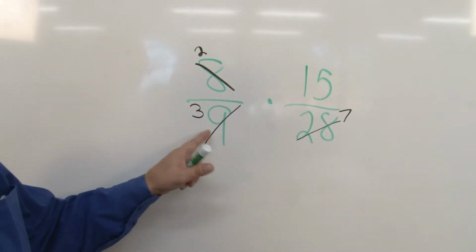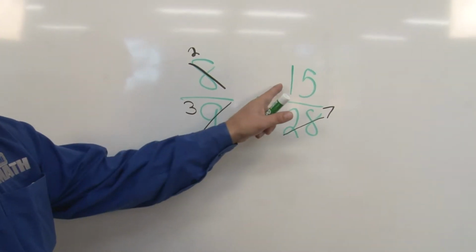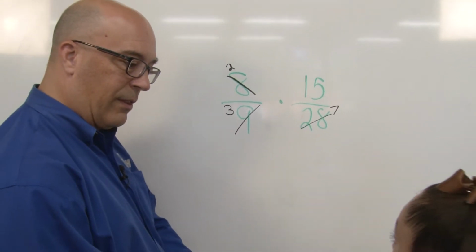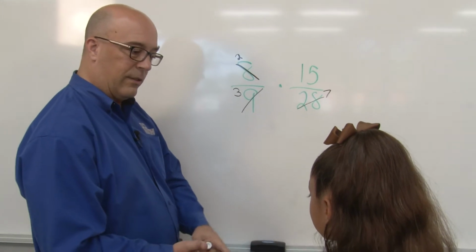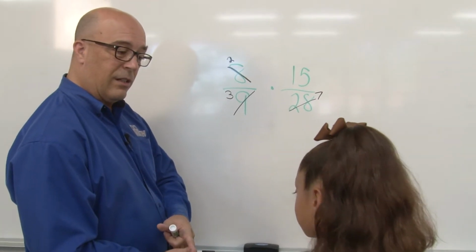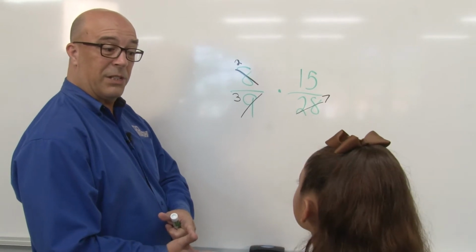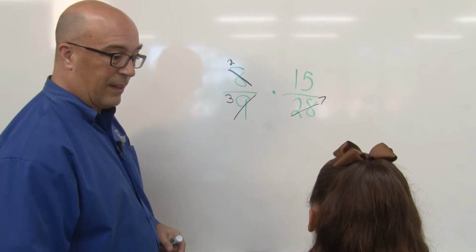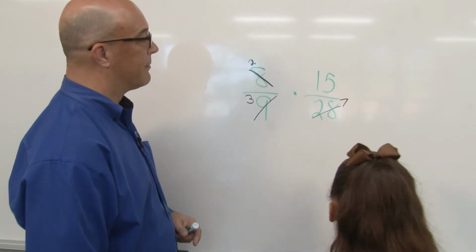So now if 3 went into 9, we have to see, will 3 go into 15? So count by 3s. 3, 6, 9, 12, 15. So how many times does it go in there? 5. There you go. So what do we need to do there? Turn it into a 5. Perfect.